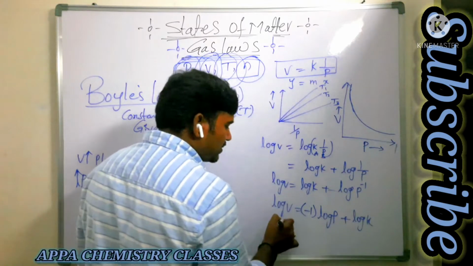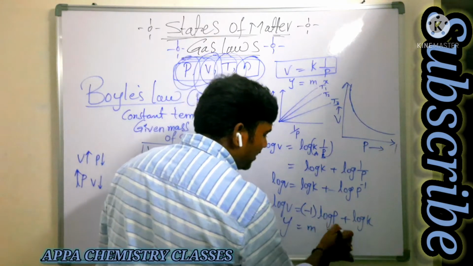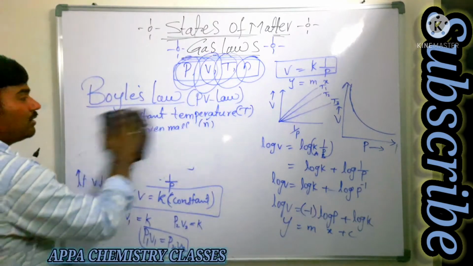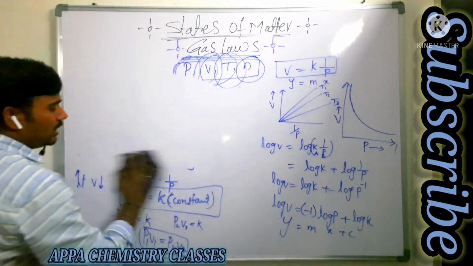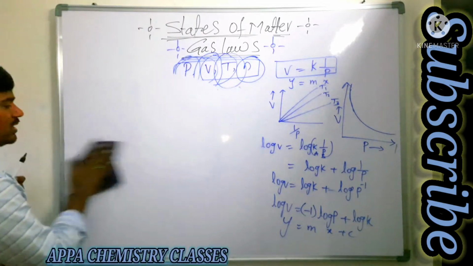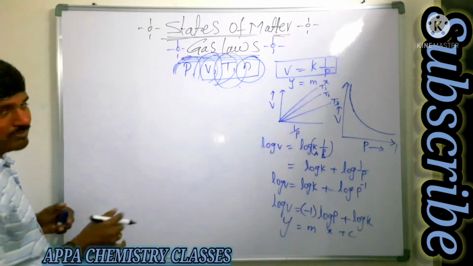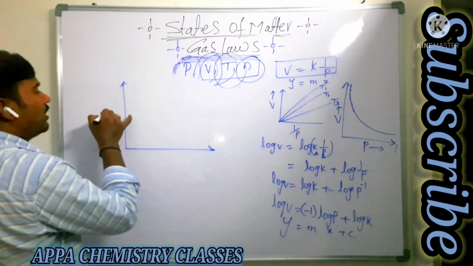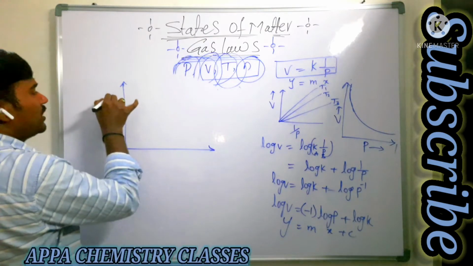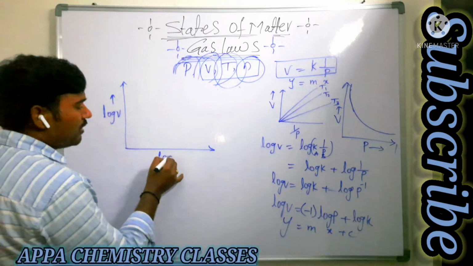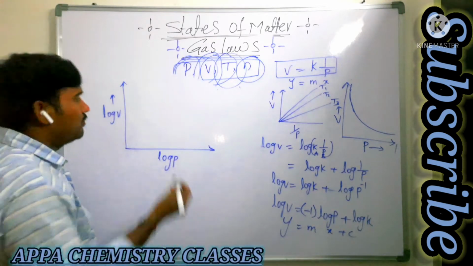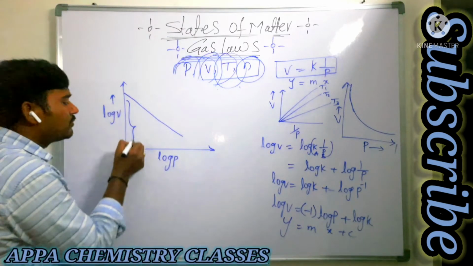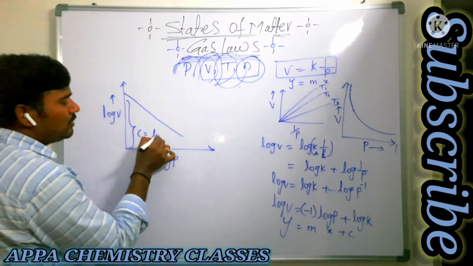Now in this case, it is in y is equal to mx plus c form. In y is equal to mx plus c form, how are you going to get the curves? By making some intercept with the y-axis, we are going to get the curves. Now what am I going to take on the y-axis? Log V. On the x-axis, what am I taking? Log P. So it is a negative slope. Negative slope in the sense we are going to get a downward direction like this. Now this is the intercept C, where C is equal to log K.